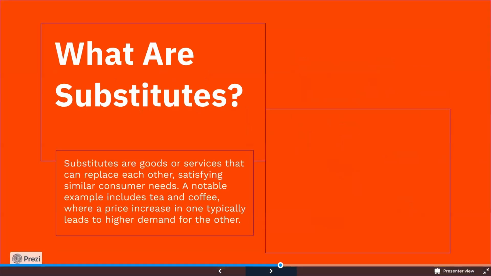What are substitutes? Substitutes are goods or services that can replace each other, satisfying similar consumer needs. A notable example includes tea and coffee, where a price increase in one typically leads to higher demand for the other.